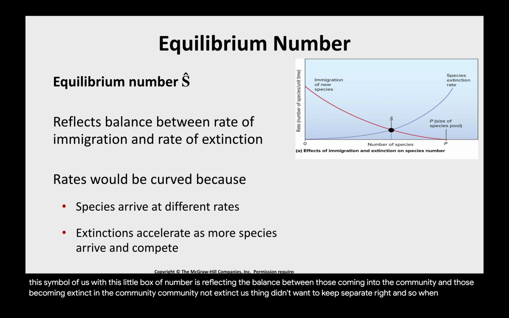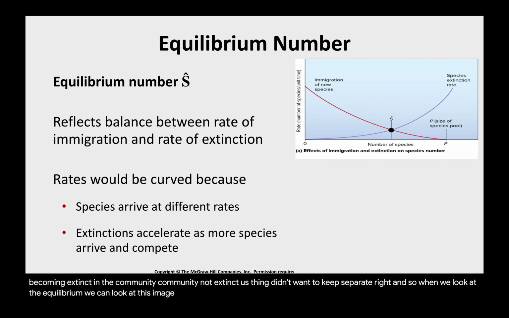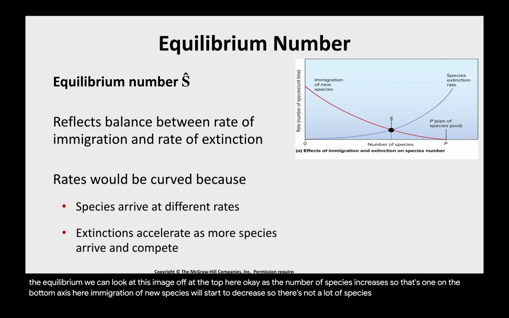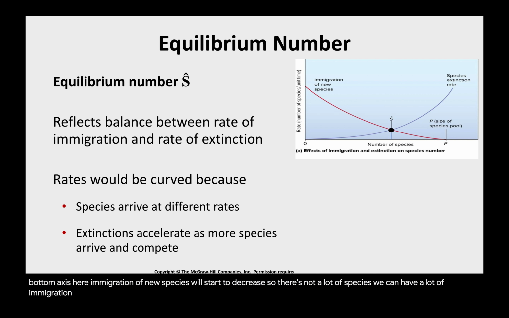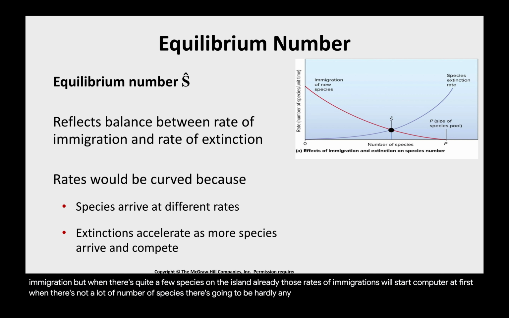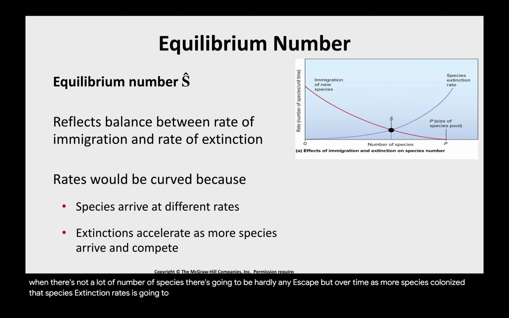When we look at this equilibrium, we can look at this image up at the top here. As the number of species increases, along the bottom axis here, immigration of new species will start to decrease. When there's not a lot of species, we can have a lot of immigration of new species. But when there are quite a few species on the island already, those rates of immigration will start to peter out. The opposite is true for extinction. At first, when there's not a large number of species, there's going to be hardly any extinction. But over time, as more species colonize, the extinction rate on that island is going to increase.